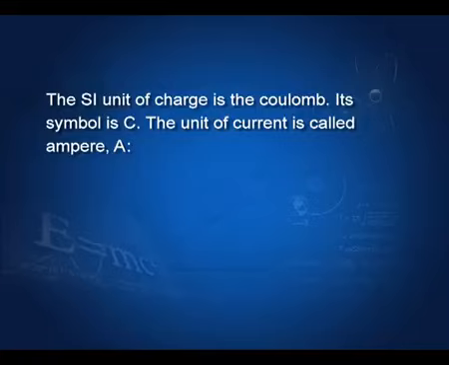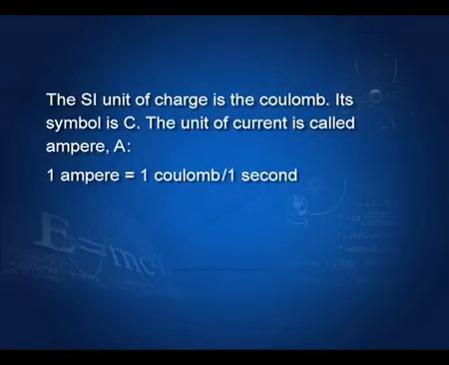The SI unit of charge is coulomb, you know that, its symbol is capital C. The unit of current is called an ampere, and its symbol is capital A, and 1 ampere is 1 coulomb of current flowing through any cross section every second.